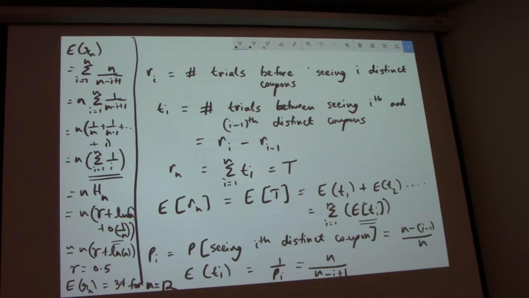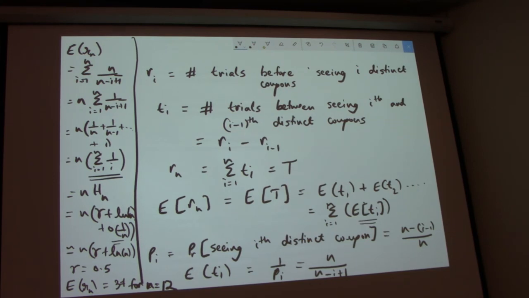The Pi is the probability of seeing the ith distinct coupon. So you have already seen i minus 1 coupons so far, and now in the next trial, what is the probability that you see a new coupon? So it's n minus (i minus 1), because you've already seen i minus 1 coupons over all the different distinct values. N is the number of distinct values.